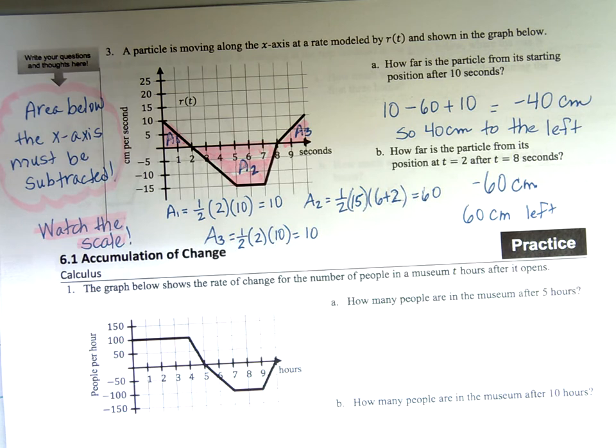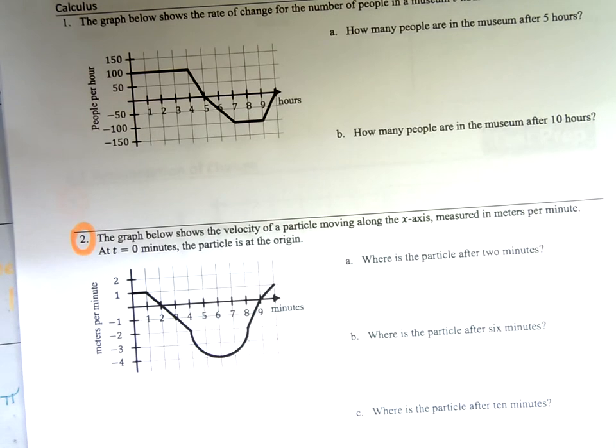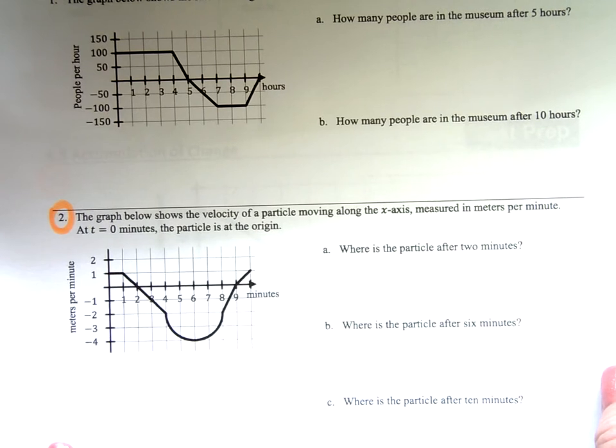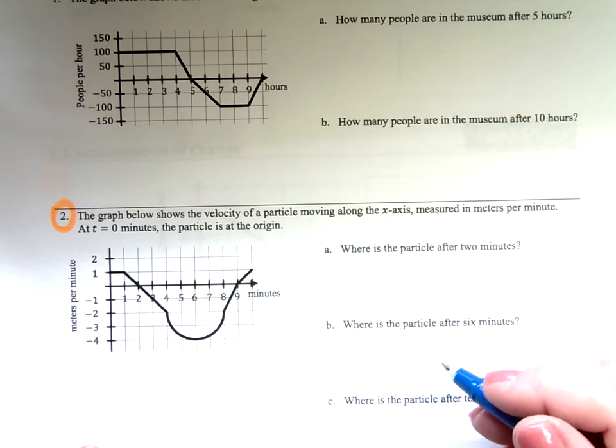Okay, so 2 problems I want to do from the practice. First one's number 2, same page. The graph below shows the velocity of a particle moving along the x-axis measured in meters per minute. At t equals 0 minutes, the particle is at the origin.